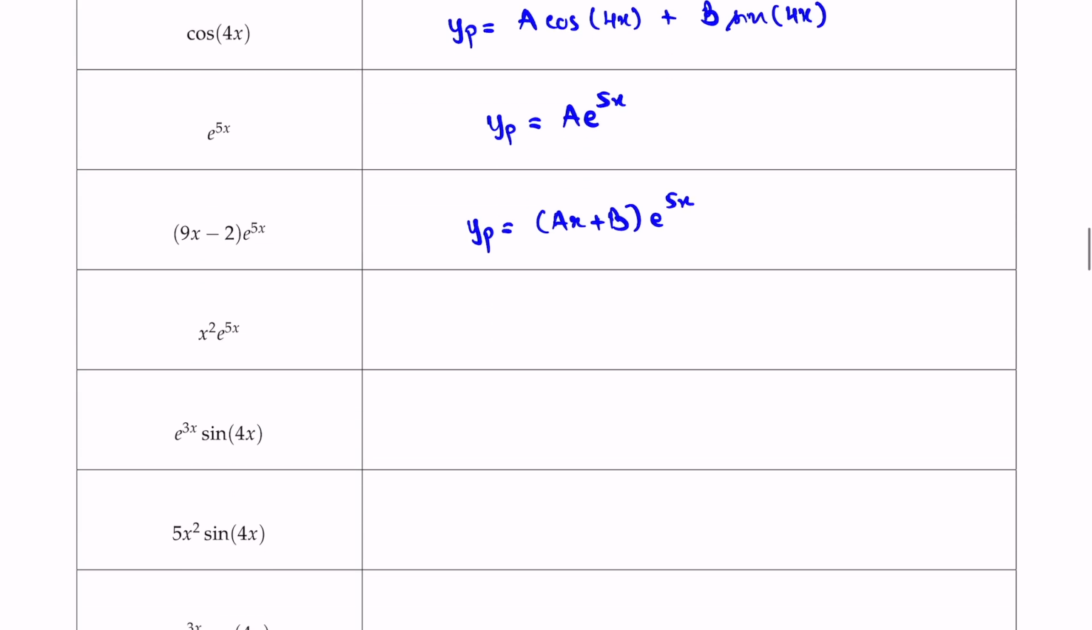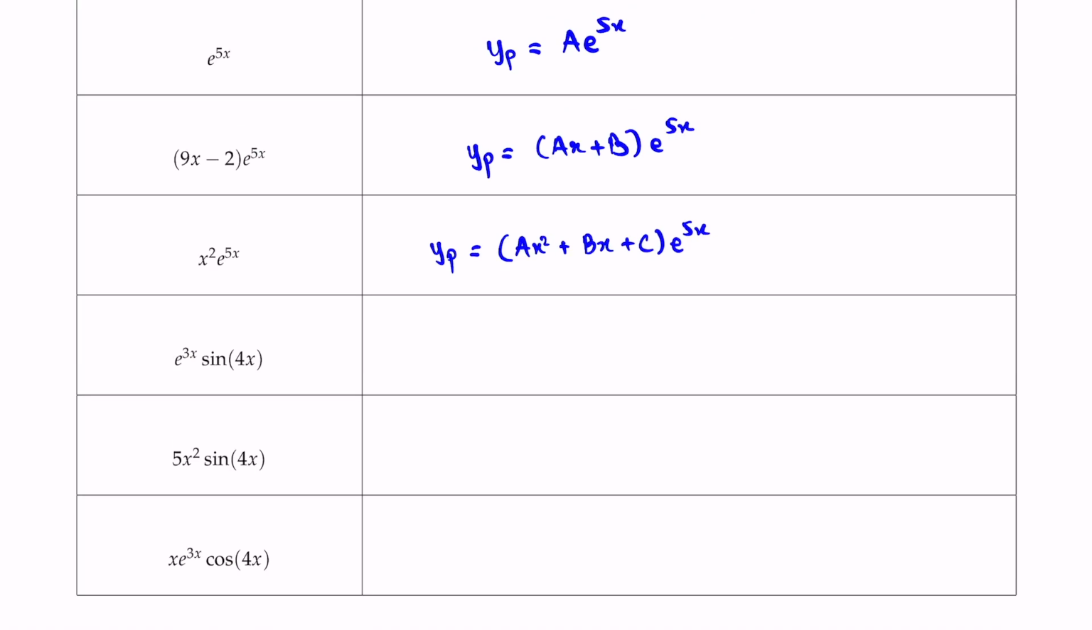When you have the product between a power function and an exponential function, in this case the power function is x squared, the guess for x squared should be the entire polynomial function of degree 2. So y sub p is equal to ax squared plus bx plus c times e to the 5x. When you have an exponential function multiplied with sine or cosine functions, then the guess should be a times e to the 3x times cosine of 4x plus b times e to the 3x times sine of 4x.